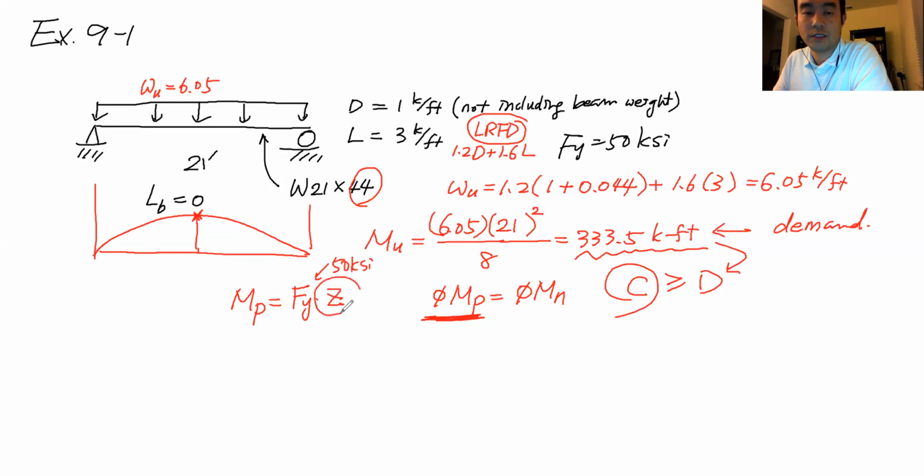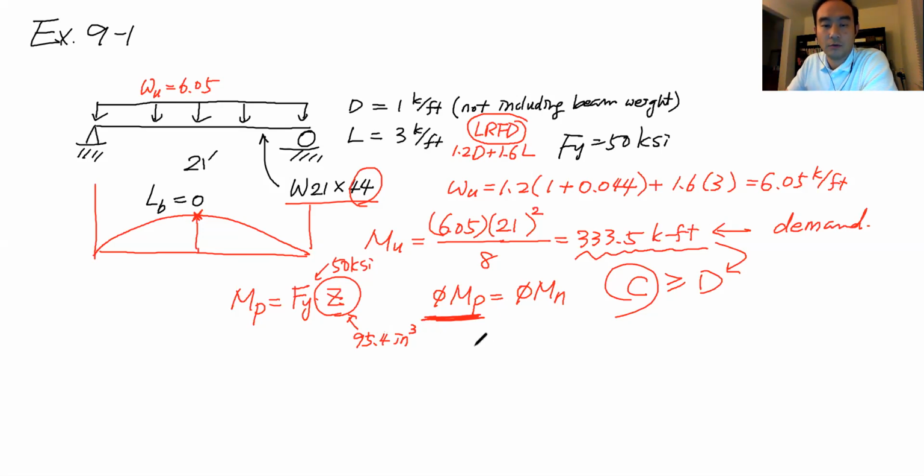What is Z? The Z value is available in the manual for W21 by 44. When you look up the Z value, I got 95.4 from the manual, 95.4 inch cubic. The unit for Z is inch cubic.